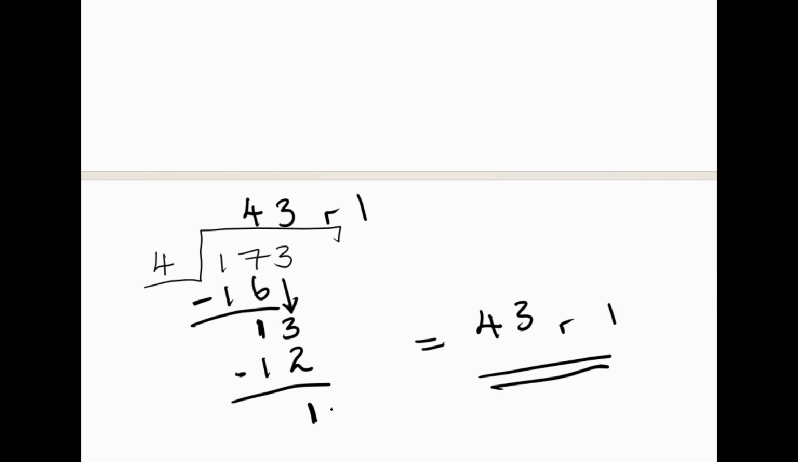So when we are left with a value here that is too small for our divisor to get into, then we just leave it as a remainder.